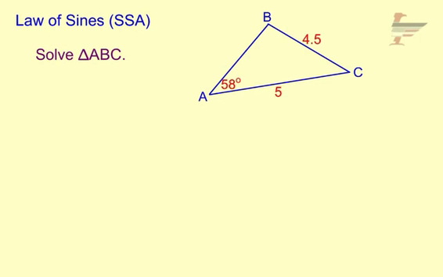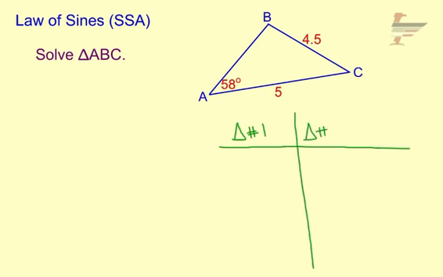We have our law of sines with your side-side-angle scenario. Anytime that you have a side-side-angle, that means that we have 0, 1, or 2 possible triangles. So we're going to start this problem out by assuming that we have 2 triangles. So I'm going to go ahead and list my information for triangle number 1 and triangle number 2.